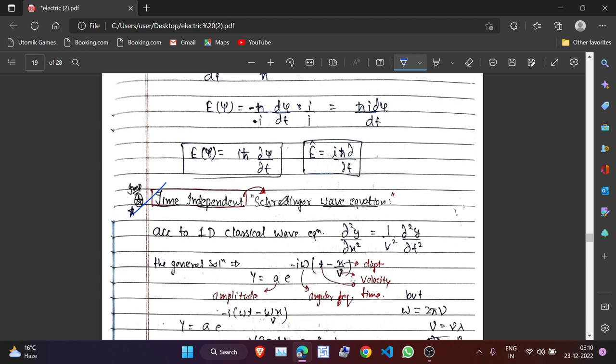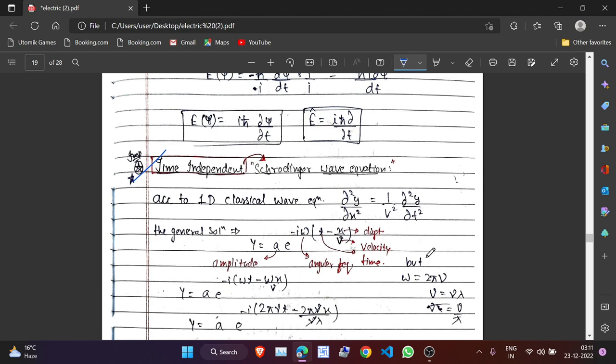So let's start. According to the one-dimensional classical wave equation, d square y upon dx square is equal to 1 upon v square d square y upon dt square. So this is the classical wave equation. Generally we represent this equation by a general solution: y is equal to a e to the power minus i omega (t minus x upon v), where x is the displacement, v is the velocity, t is the time, omega is the angular frequency, and a is the amplitude of this general wave.